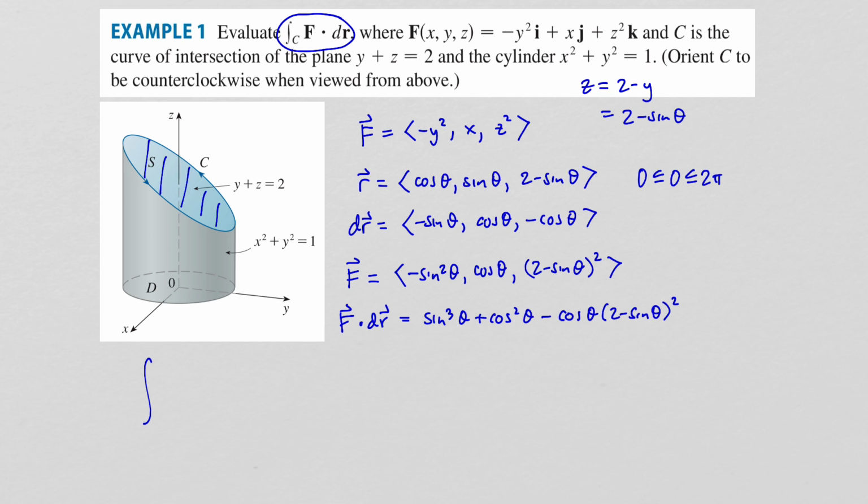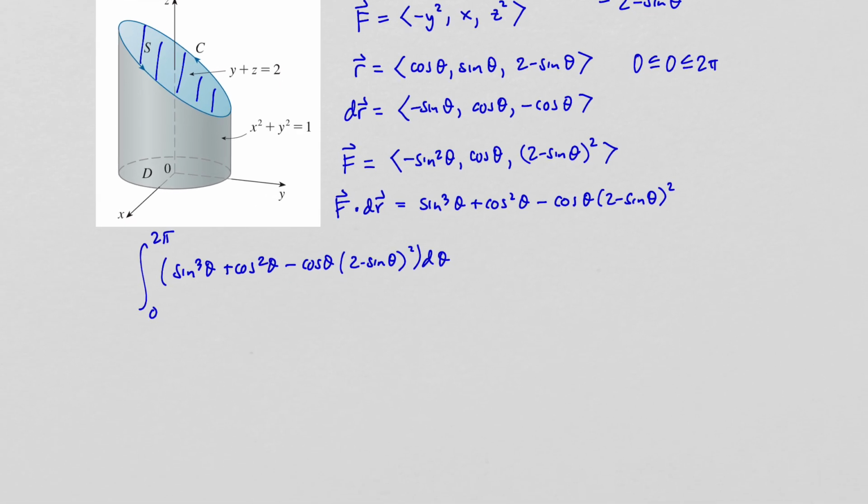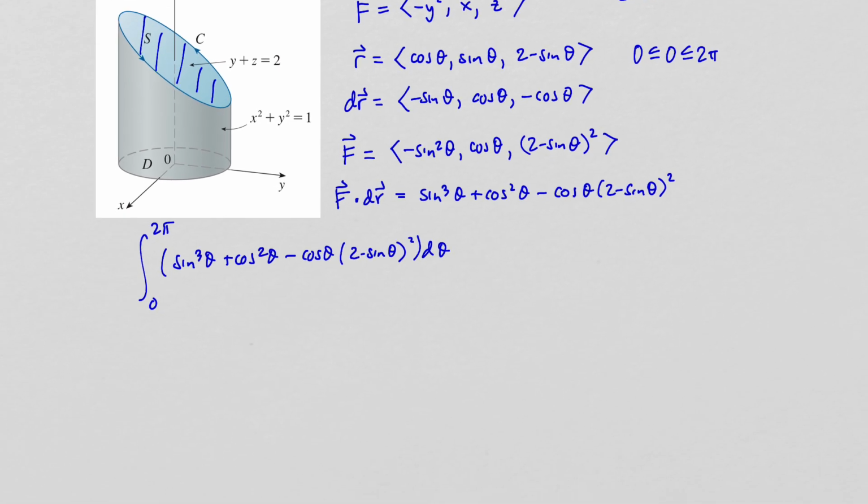So the integral now is going to be the integral of that, squared, with d theta, and theta of course goes between 0 and 2 pi. Now we just need to evaluate this integral.